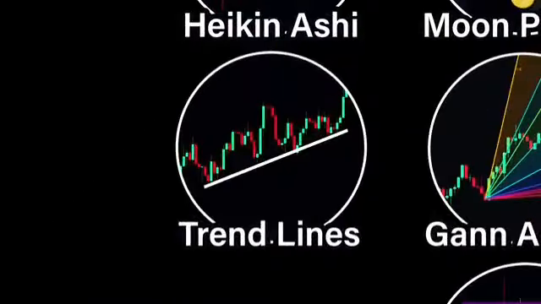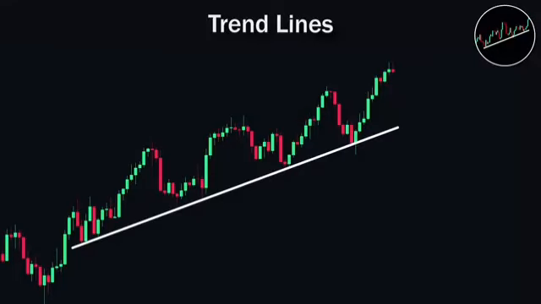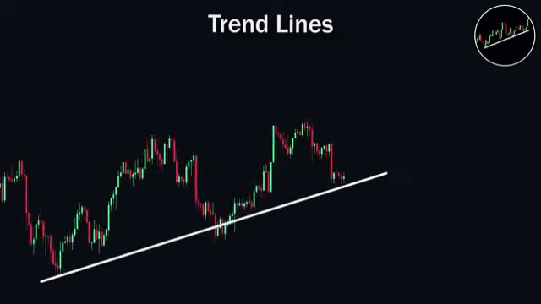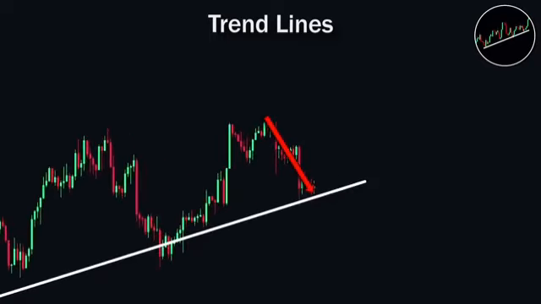Trend lines. Trend lines are key levels that form diagonally during a trending market. You can use trend lines to identify the overall direction of the price. An upwards trend line means bullish, a downwards trend line means bearish. And similar to support and resistance, you can also use the trend line to identify possible entry scenarios. For example, if price retraces back to a trend line, it can be a good opportunity to take a buy position.